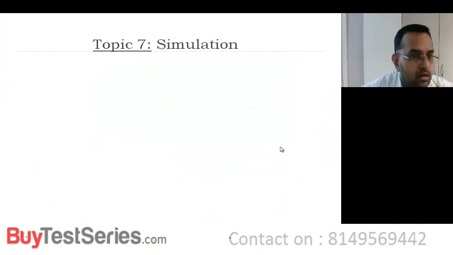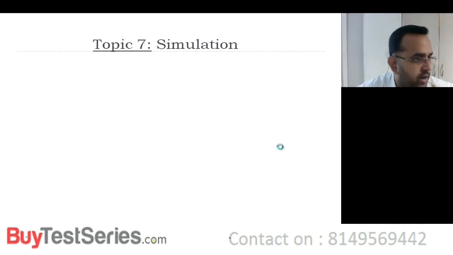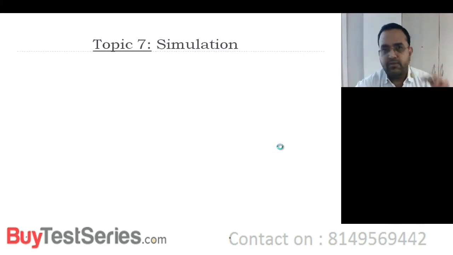Topic 7. Simulation. Topic 7 is on simulation. Again, what is meant by simulation? It's an extension of sensitivity. In sensitivity, we took one variable. We said if this variable changes, how the project will undergo a change.